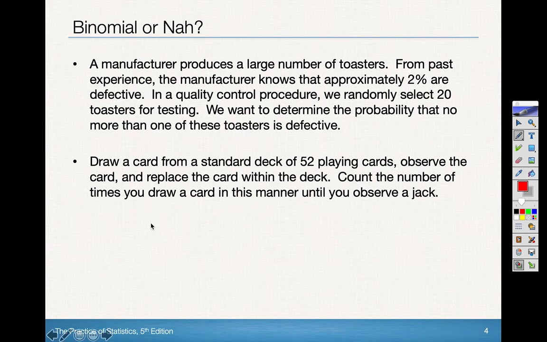Two examples real quick. A manufacturer produces a large number of toasters. From past experience, the manufacturer knows 2% are defective. In the quality control procedure, we randomly select 20. We want to determine the probability that no more than one of these toasters is defective. All right, so we know our fixed probability from the start is that 2% are defective. We have our fixed number of trials, and it's that 20 toasters are in the test.